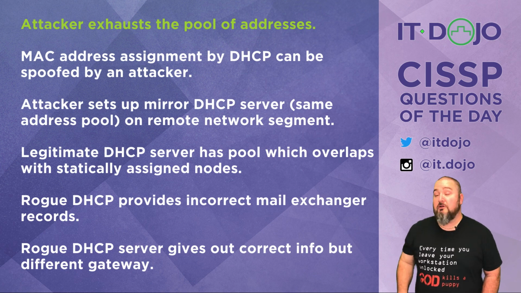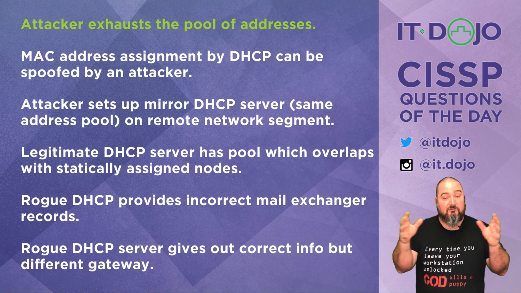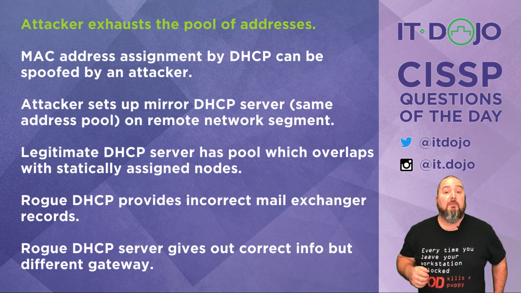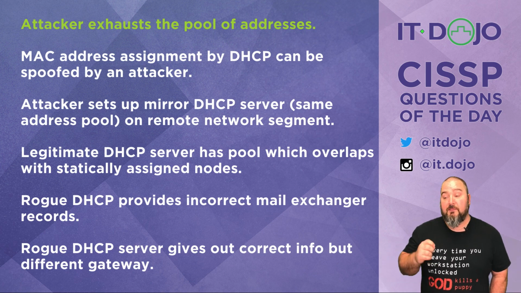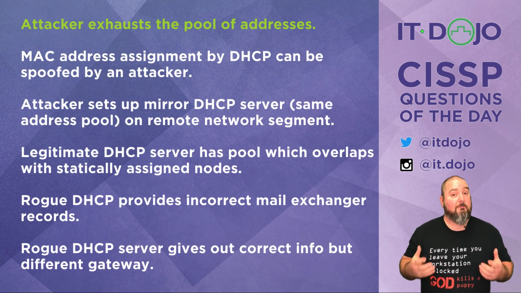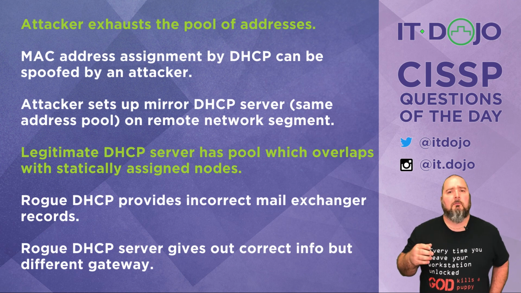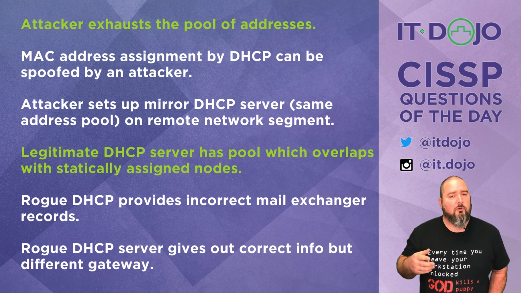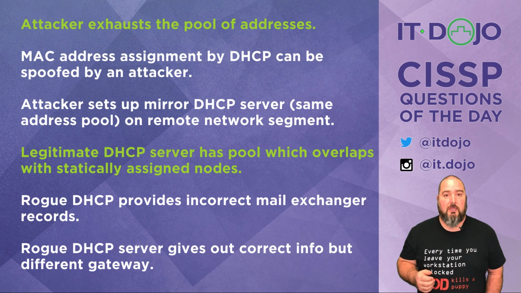Okay, next one on the list says that you have a legitimate DHCP server, but it has addresses that it's configured to give out from its pool that overlap with nodes on the segment that have statically assigned addresses. This can absolutely cause an issue in the form of an IP conflict. Now, some of you are probably looking at that going, wait, no, my DHCP server checks before it gives out an address. That's true, but not all DHCP servers do that.